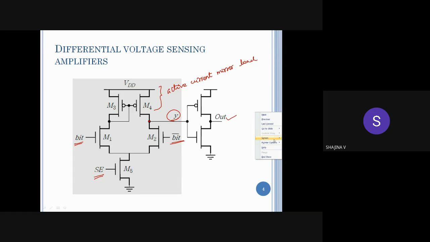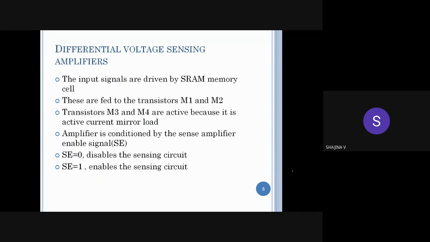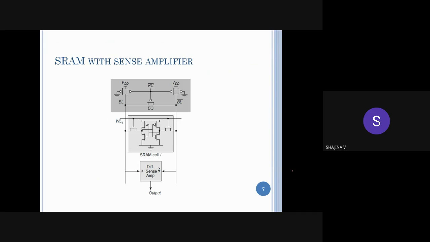Okay. Now we can see the working. So these are the same things I just told you. The input signals are driven by the SRAM memory cell. To understand correctly, just look at this diagram. You don't need to draw this, it is taken only for understanding. So this is our 6 transistor SRAM cell, and we have the bit line and bit bar line. These are connected to the input of this differential voltage sensing amplifier, or specifically, at the gate of M1 and M2 here.